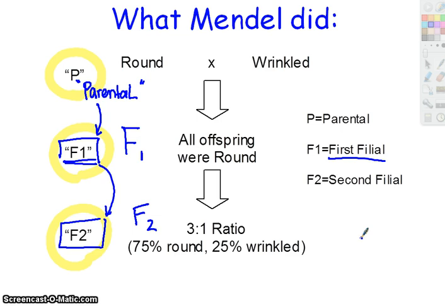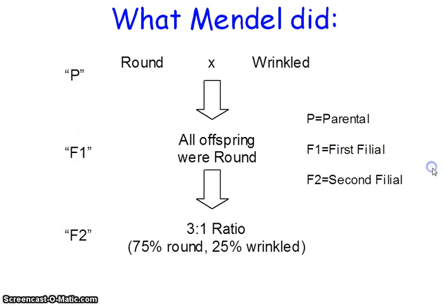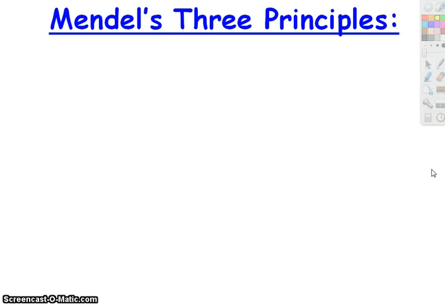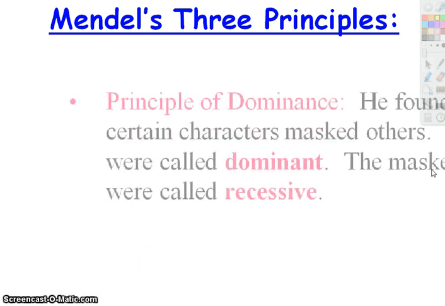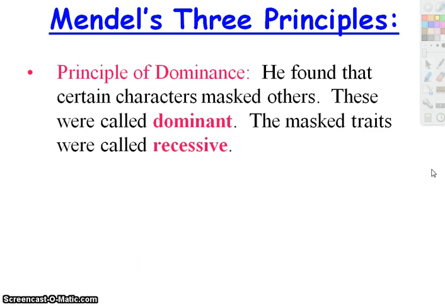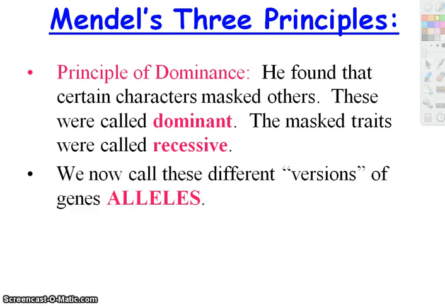So consistently, every trait he looked at, he was able to see what he called the principle of dominance. And that was his first principle, the principle of dominance, which basically says that some traits, he called them characters, masked others. The ones that did the masking were called dominant, and the ones that got covered up were called recessive. He didn't know about chromosomes. He never used the word genes. He didn't know about meiosis.